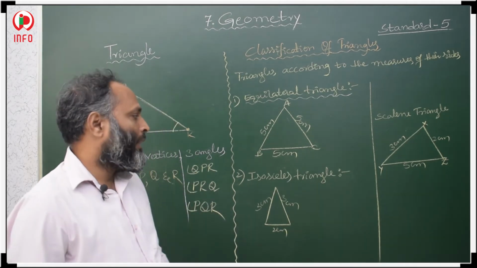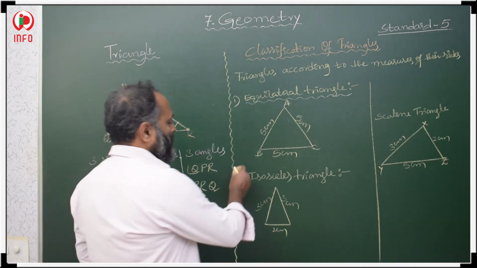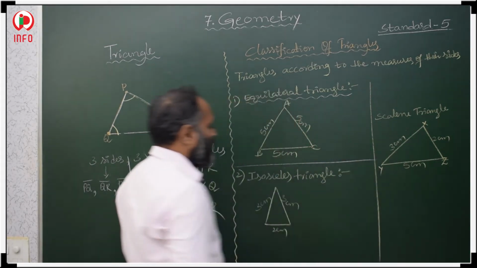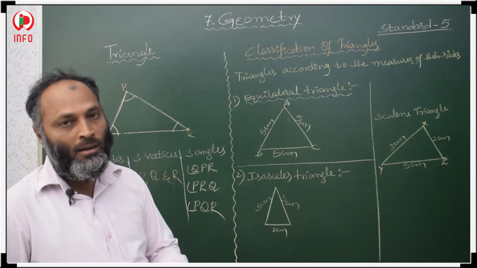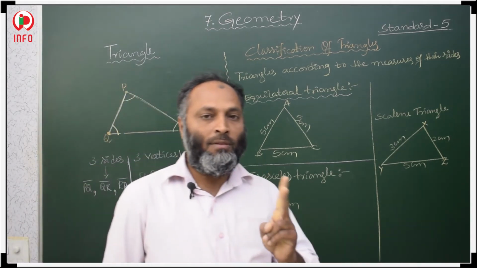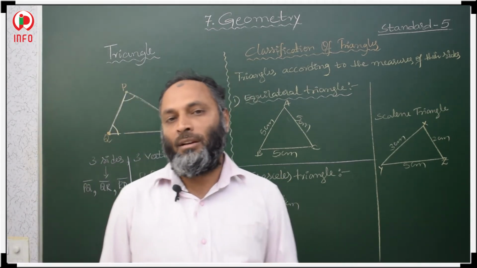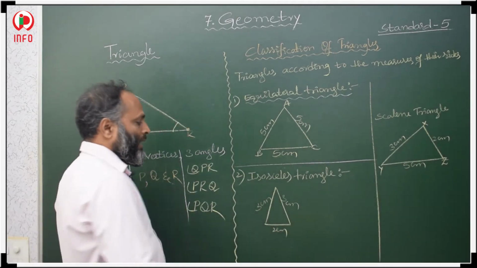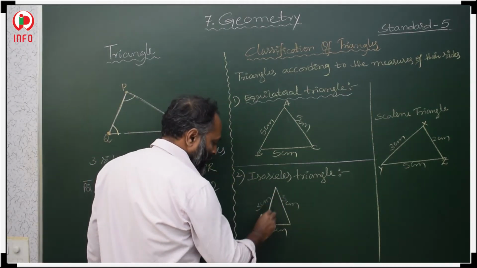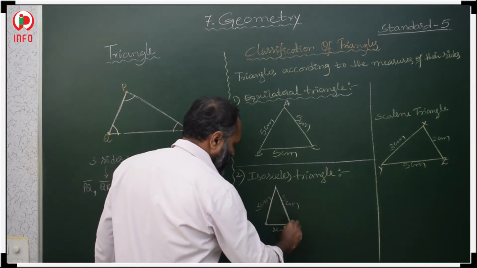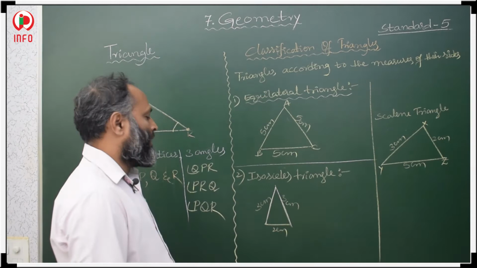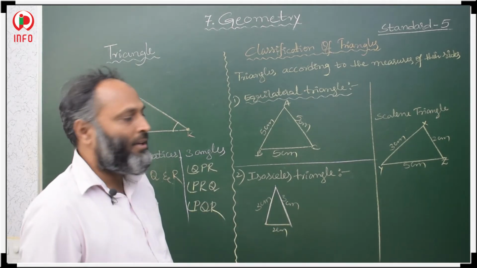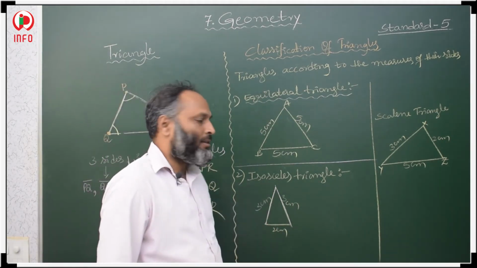Okay. Now, the second one, isosceles triangle. What is an isosceles triangle? In an isosceles triangle, any two sides are equal and the third side is different. So these two sides are equal, this side and this side. If this one is 3 centimeter and this one is 3 centimeter, and the third one is different, then this comes under isosceles triangle.